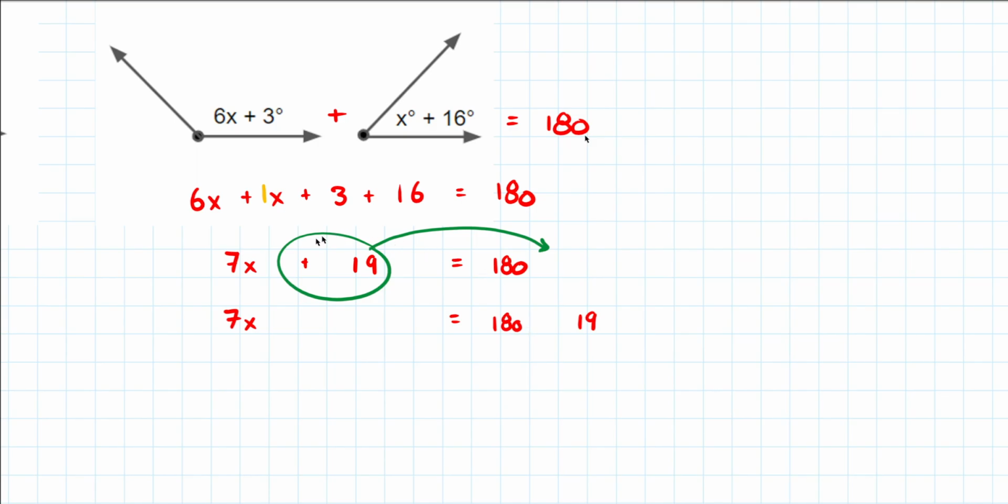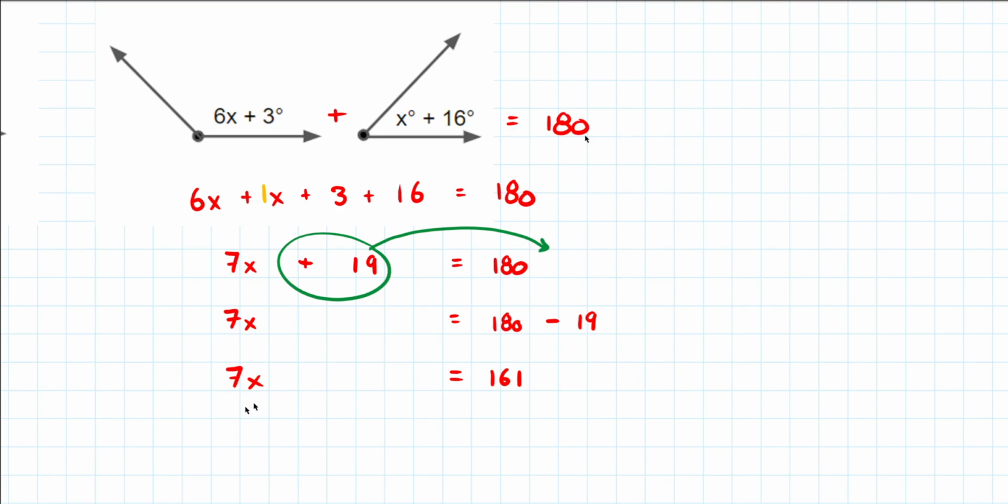Just like in the last video, whenever we move a number to the other side of an equation, we have to switch its sign. It was a positive 19. Now it's going to be a minus 19. Okay. And then I'll combine. So I get 7x over here equals 180 minus 19. That would be 161, I believe. 161. Yeah, 161. Cool. And now I need to get rid of this 7.